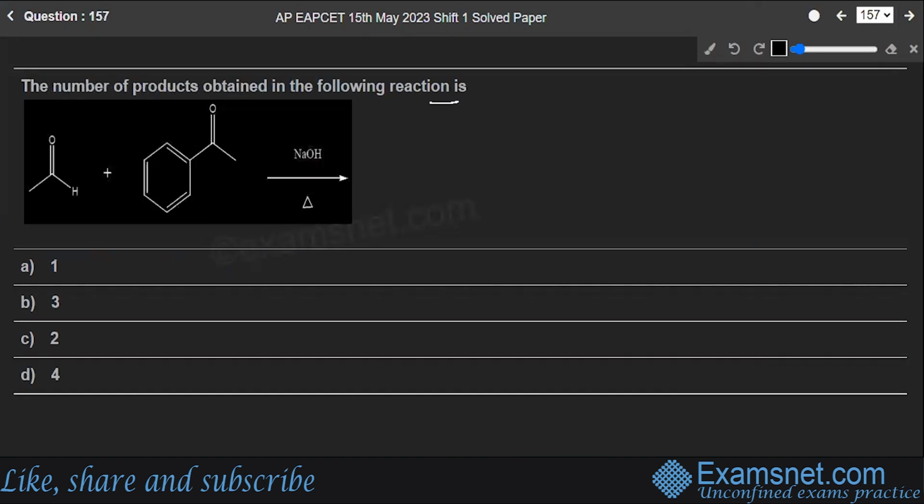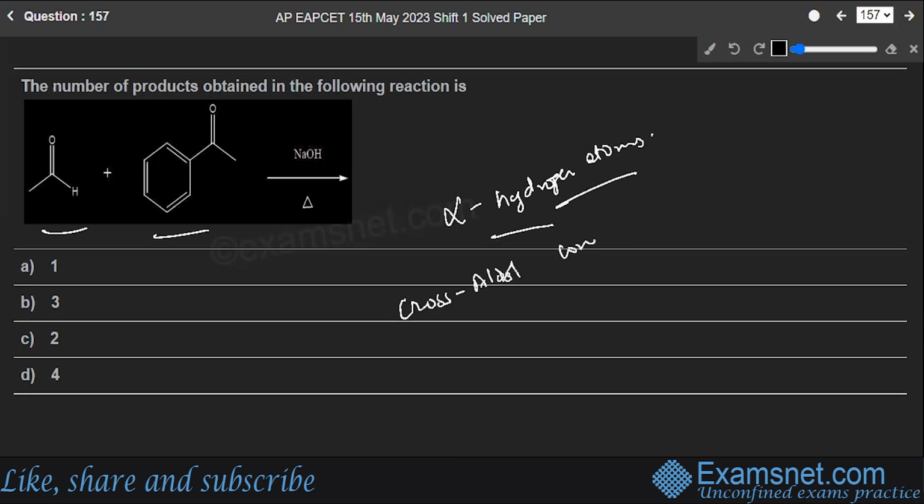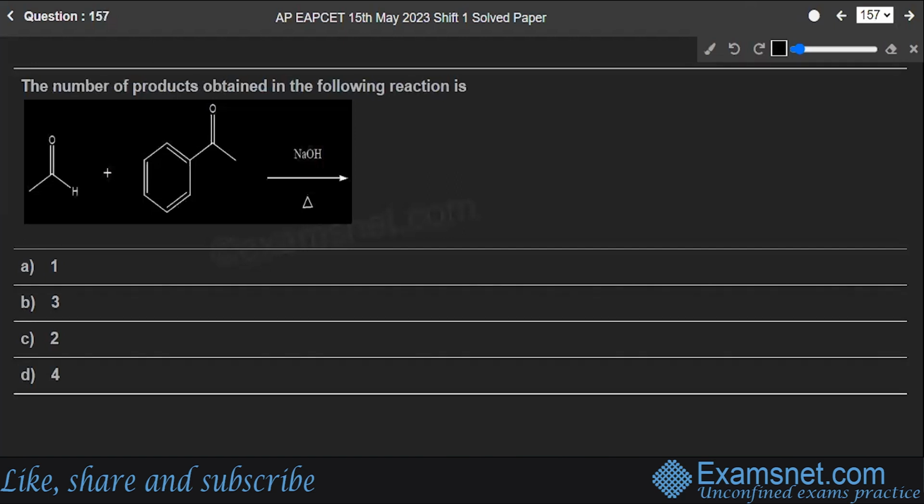The number of products obtained in the following reaction is. Okay. See, in this particular reaction, when aldol condensation is carried out between two different aldehydes and or ketones having alpha hydrogen atoms, it is called cross aldol condensation. Here, since both the reactants contain alpha hydrogen atoms, it gives a mixture of 4 products, and that will be given by, in the presence of sodium hydroxide, heated, here you will get CH3, CH2, CH2, CHO.